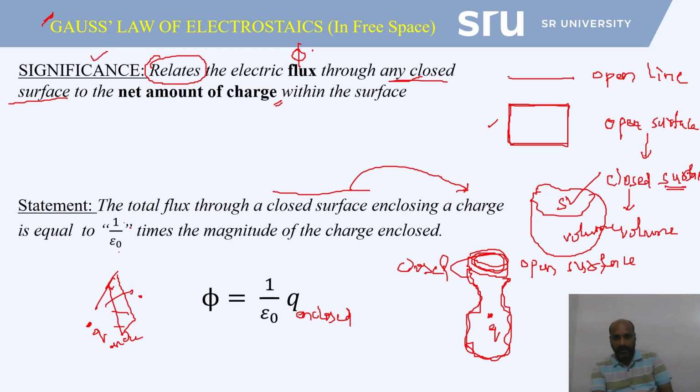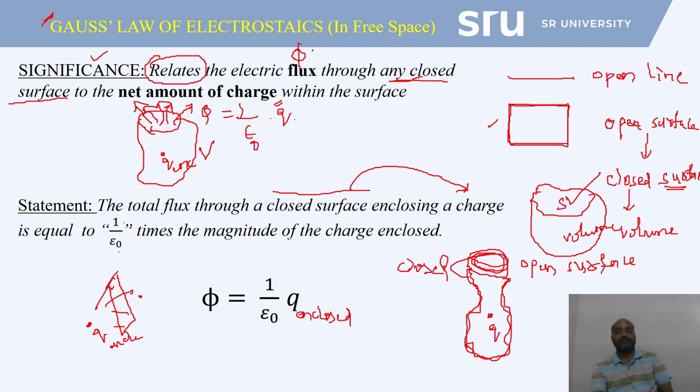the total flux through the closed surface. Let this be a closed surface because the surface is enclosing some volume. So the flux, I mean the number of field lines passing through this closed surface, is equal to 1 by epsilon naught times the enclosed charge. So this flux is equal to 1 by epsilon naught times Q.